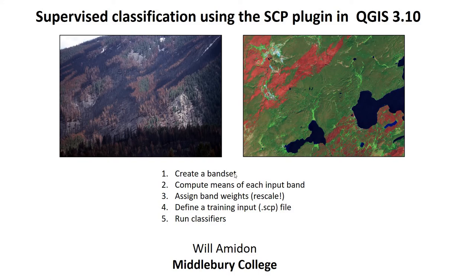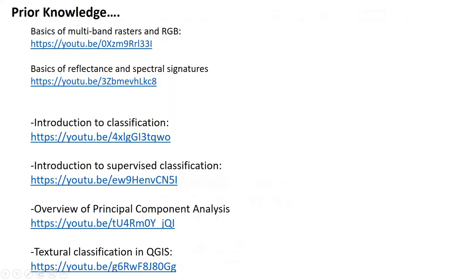So what we're going to do today, we're going to create a band set. We're going to compute the means of each input band. We're going to use those means to assign band weights and actually rescale. We're going to define training input, and then we're going to run some of the classification algorithms. So there's a lot you need to know before you get to this point.